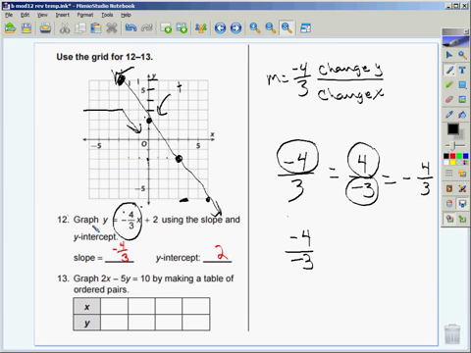Everybody good with 12? Number 13 is another one that I say is difficult because there's so many possibilities. Because who picks X? You pick it. And you literally could pick anything. But I'm going to tell you from a graphing standpoint of view, some numbers graph easier than others.